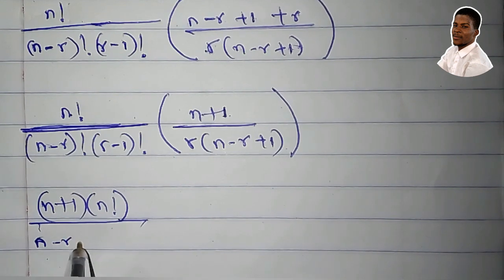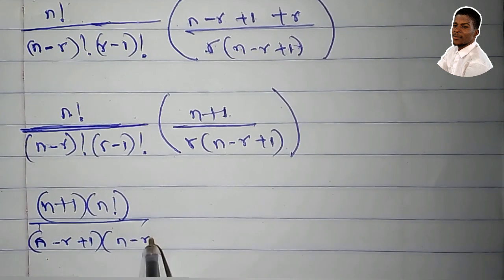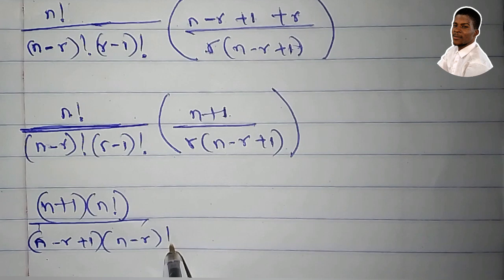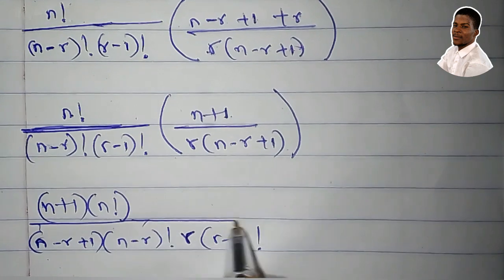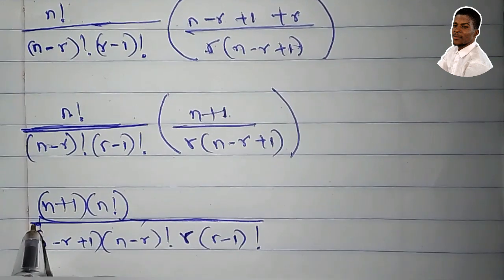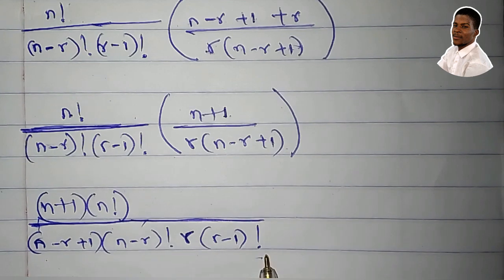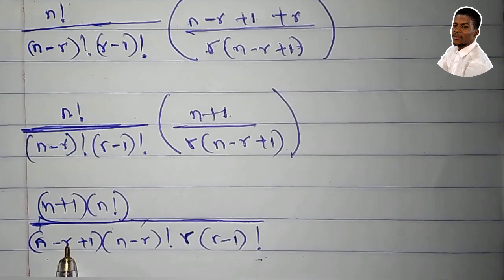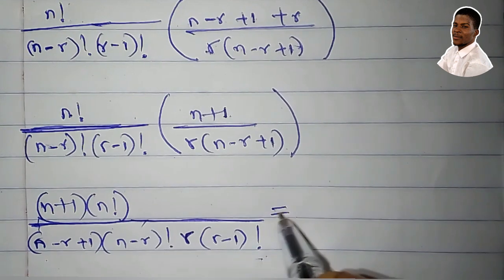n minus r plus 1, n minus r factorial times r minus 1 factorial. The product of this and this will give me what is here, irrespective of the way I arrange it. Okay, I actually arrange it this way for a reason. You will see the reason.